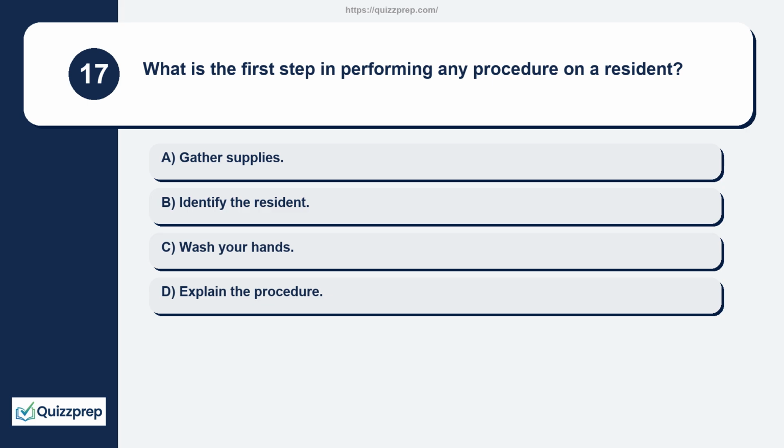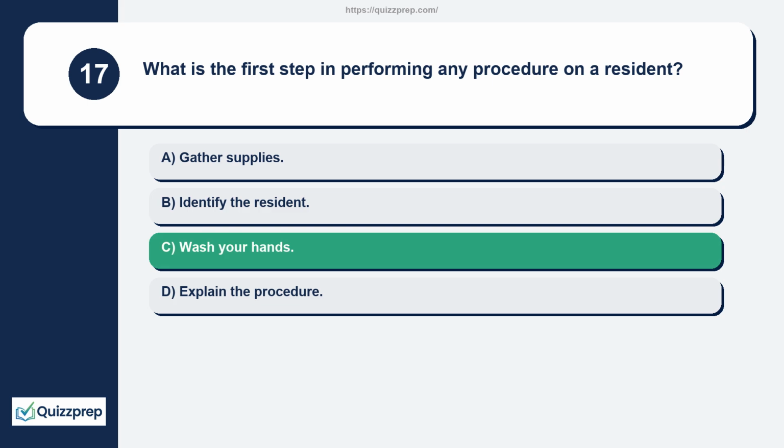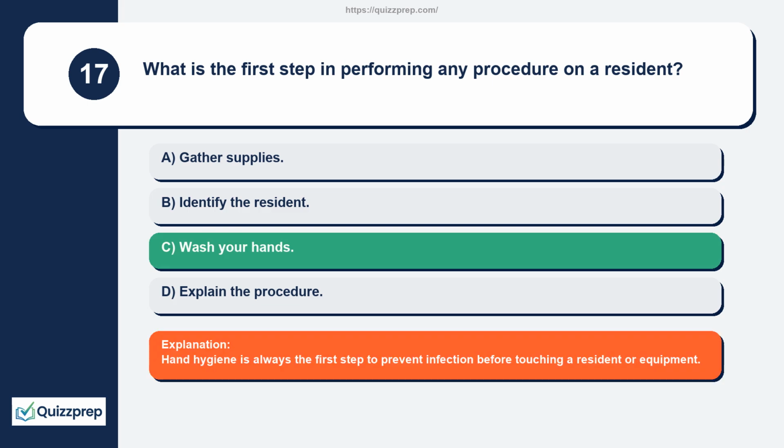Question 17. What is the first step in performing any procedure on a resident? Gather supplies. Identify the resident. Wash your hands. Explain the procedure. Hand hygiene is always the first step to prevent infection before touching a resident or equipment.